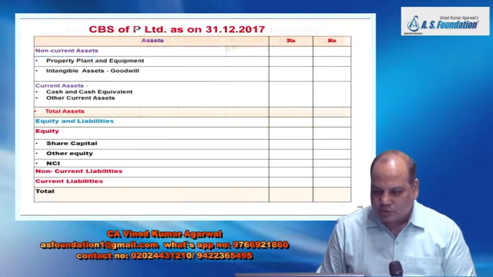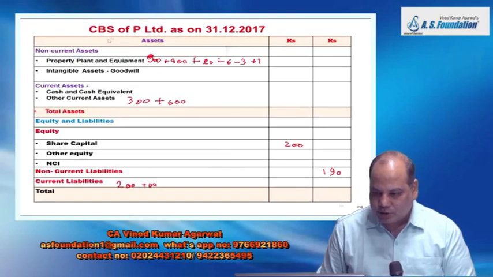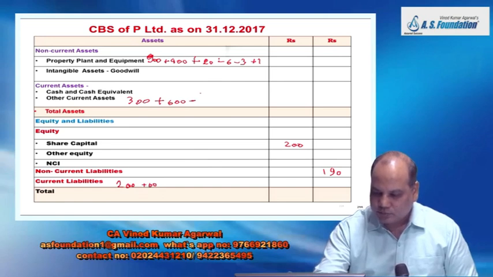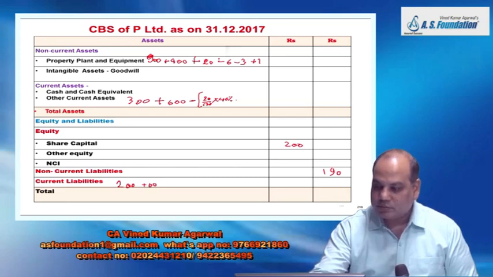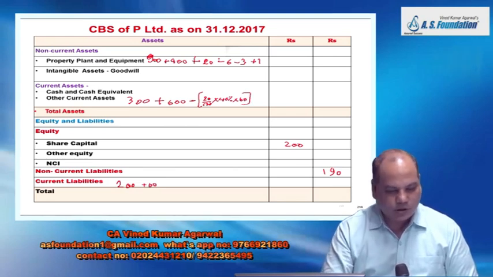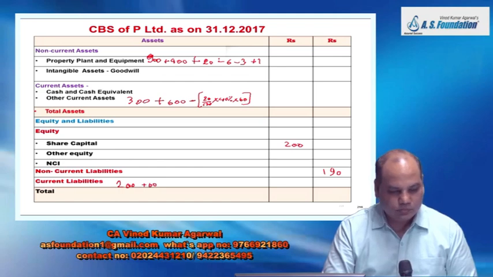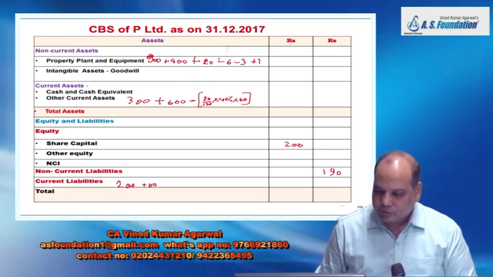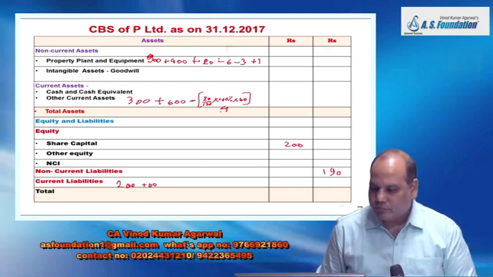Okay. Come to your consolidated statement of financial position. In other current asset, how much will be that unrealized profit? 20 by 120 into 40% into 60. How much it comes to? 4,000. Sure. 4,000. This is 4. Is it 4?